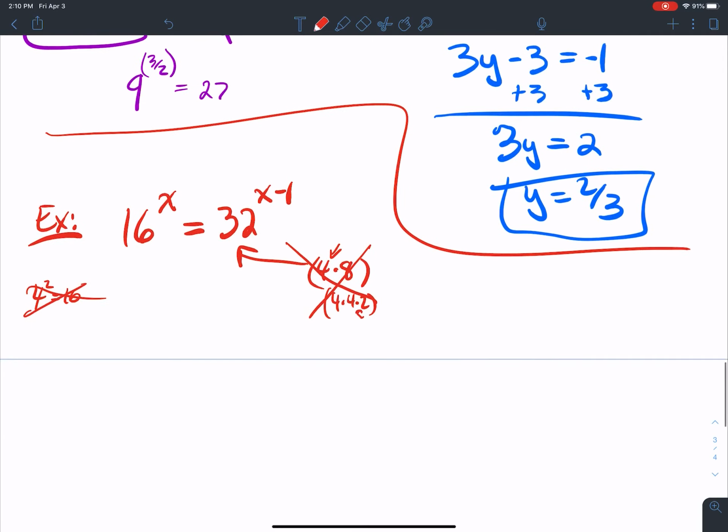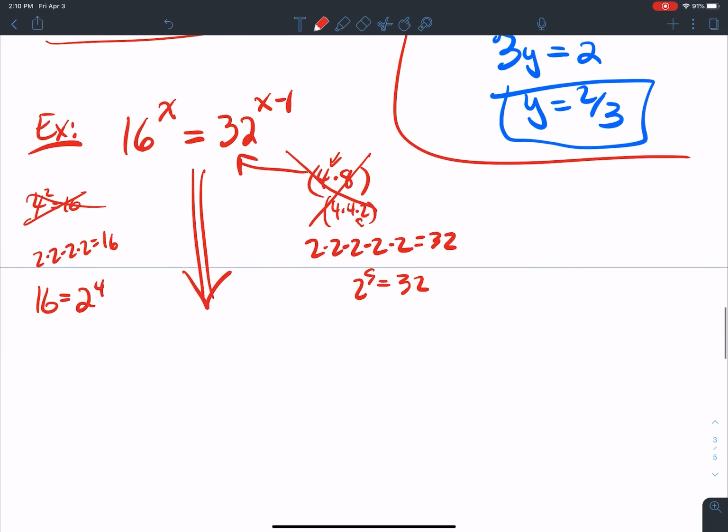So what else can we do to make it have the same base? Well, what if we factored it even further? 2 times 2 times 2 times 2 is 16, so 16 is equal to 2 to the 4th. And what about 32? 2 times 2 times 2 times 2 times 2, that's 32, so 2 to the 5th is 32. Now we're cooking with peanut oil. So the 16 becomes (2^4)^x equals, and the 32 becomes (2^5)^(x-1).